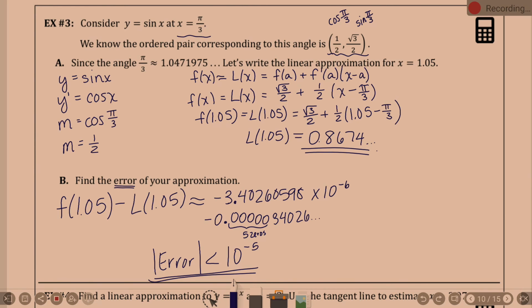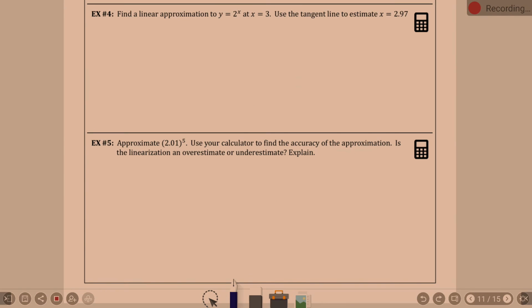Whew. Okay, shall we try number 2? Number 4. Sorry, that was number 3. Number 4? Here we go. Yes. Okay. A little lovely calculator symbol on all of these, right? Yes. As you can see, we needed the calculator on the last one.